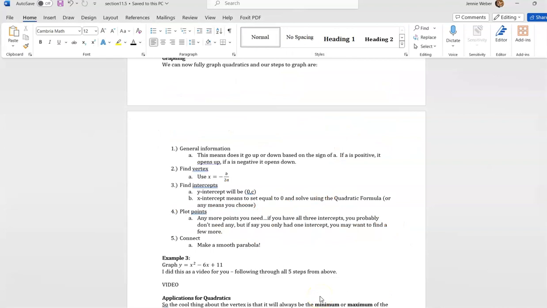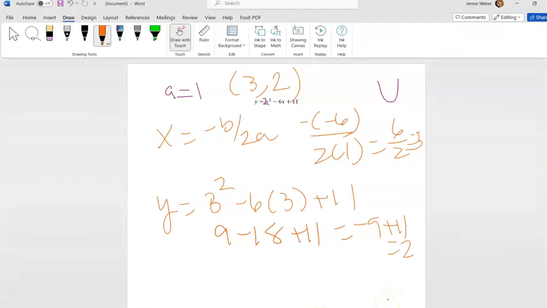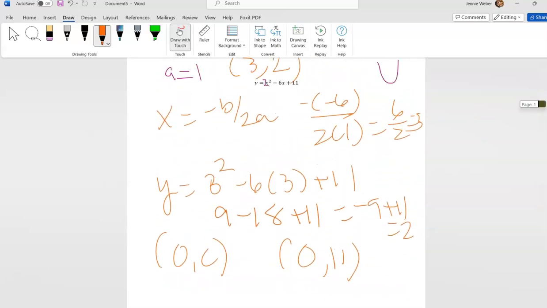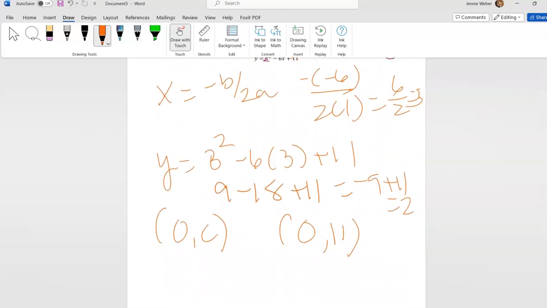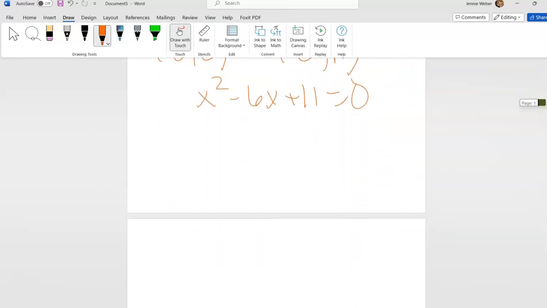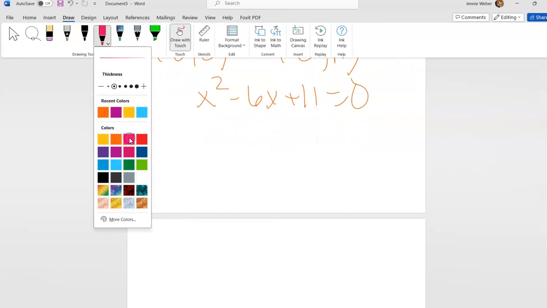I'm going to find the intercepts. So to find the intercepts, the y-intercept is always 0, c. So in this case, this would be 0, 11. And then to find the x-intercepts, I'm going to take my equation, set it equal to 0, and use the quadratic formula now to find those x-intercepts.